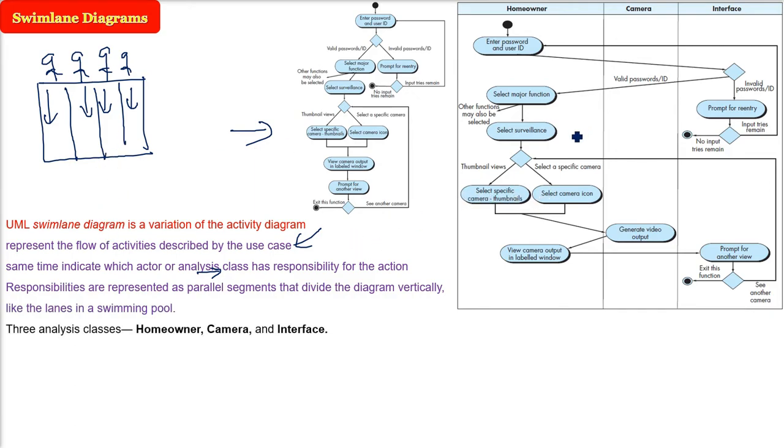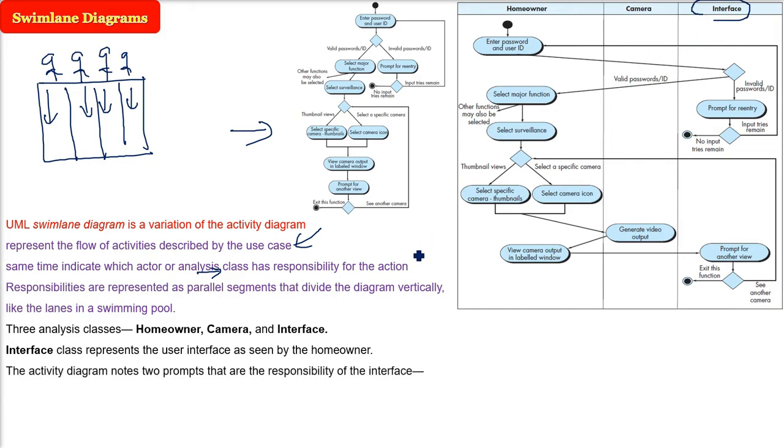Let us assume we have defined three classes: homeowner, camera, and interface. Interface is nothing but the user interface. The interface class will represent the user interface as seen by the homeowner. What will it do? Something will come up, the prompt for re-entry and the prompt for another view. This is what the interface deals with. Take the example of the activity diagram: you will get two prompts, and that will be the responsibility of the user interface. Let me show you the prompt for re-entry and the prompt for another view.